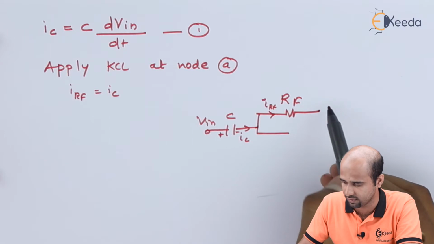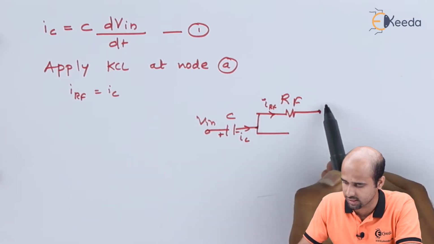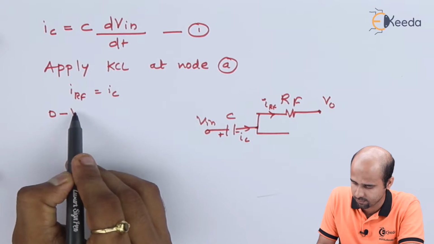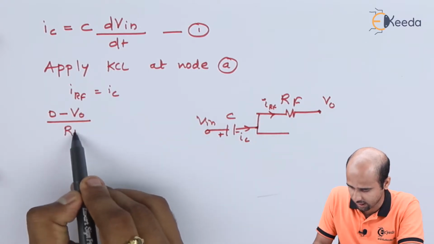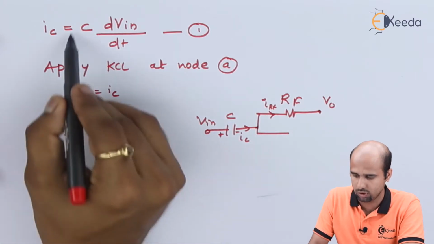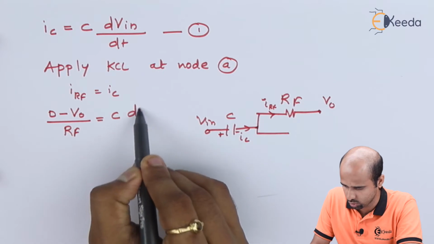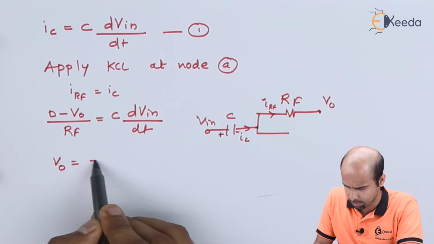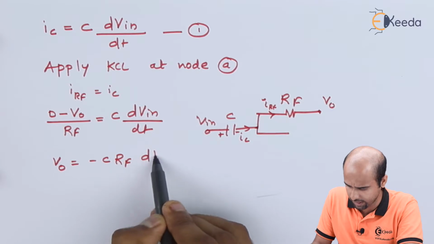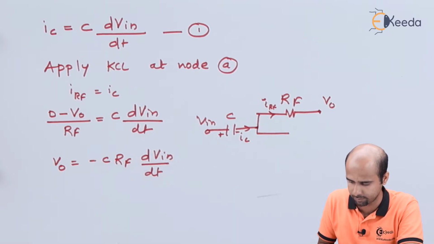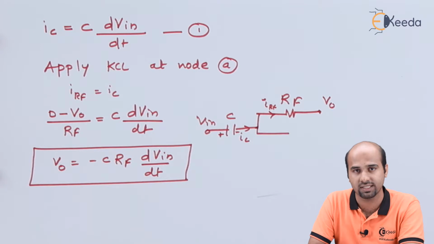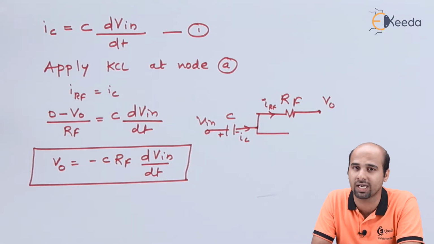What is the value of IRF? IRF is showing that this is 0 and this is nothing but connected to the output voltage VO. IRF is nothing but 0 minus VO divided by resistance RF, is equal to, we'll make use of equation number 1, C into dVin divided by dt. We can get VO is equal to minus C RF multiplied by dVin divided by dt. This is the expression that shows that the output voltage VO is a function of the derivative of the input voltage Vin if both are in the time domain.